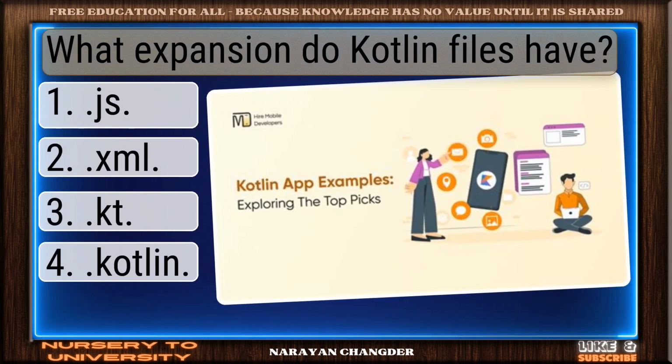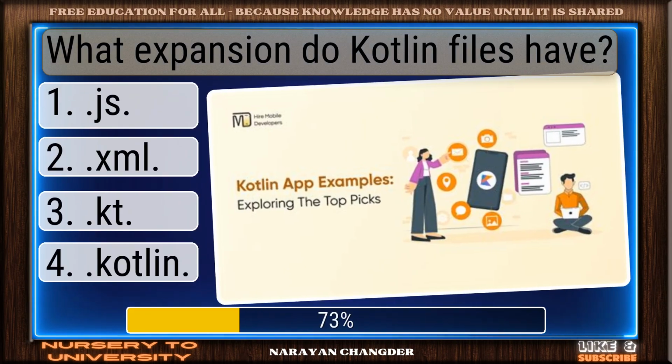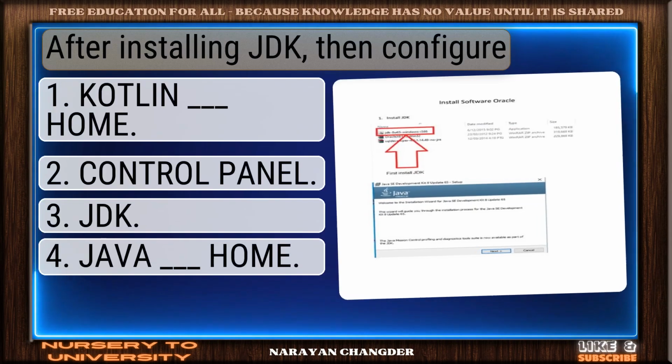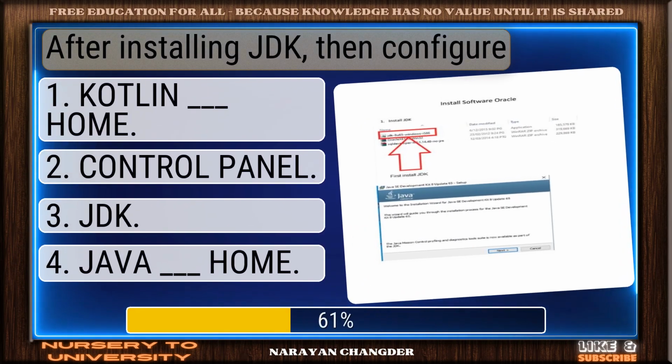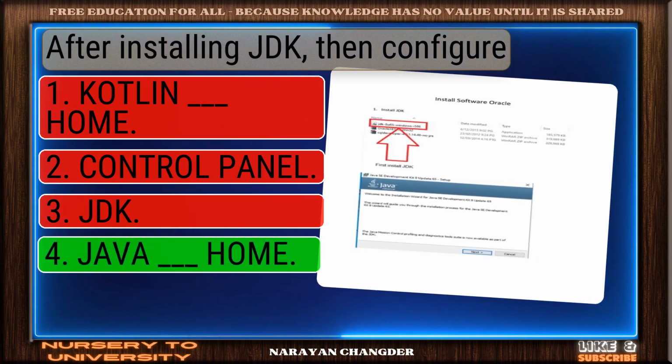Question number 71. What extension do Kotlin files have? Correct. .kt is the right answer. Question number 72. After installing JDK, then configure. Excellent. JAVA_HOME is a brilliant choice.